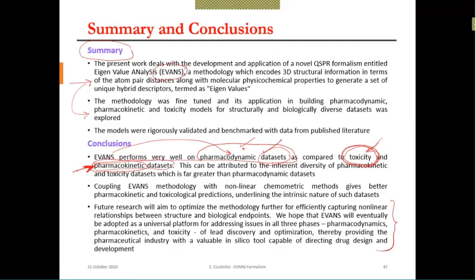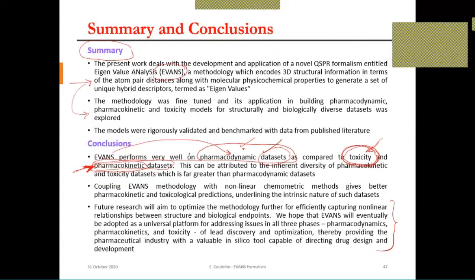So work in this area is still being carried out. We have published one paper. There is a lot more work to be done on refining the methodology, refining the steps, refining the ideas, and we are also working on all of the parameters in the EVANS methodology. So it is still work in progress, and I hope I've been able to give you some flavor of what we are attempting to do in order to treat pharmacodynamics, pharmacokinetics, and toxicity.